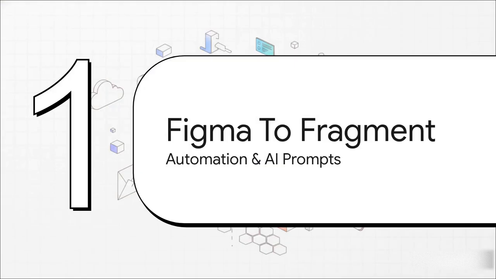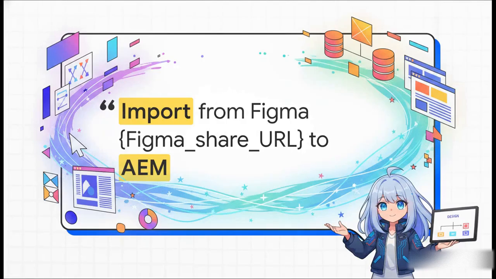All right, moving right along to section 4, Figma to fragment automation, focusing on AI prompts. Because let's be real, writing HTML templates with handlebars is incredibly powerful, but it's still a highly technical process. What if we could just automate that entire design to development pipeline? Well, thanks to the new Experience Production Agent in AEM, we absolutely can. Take a look at this prompt. It really is this simple.